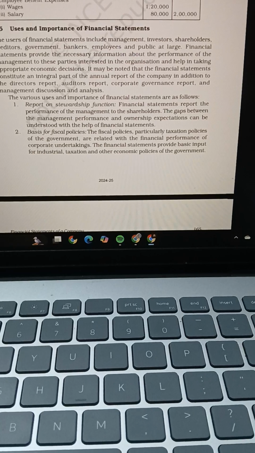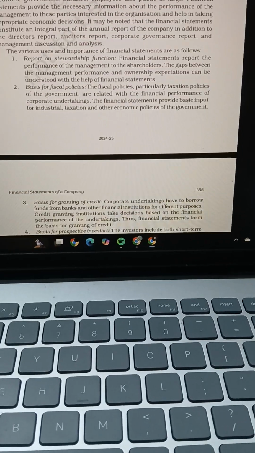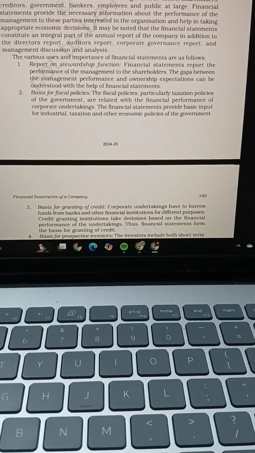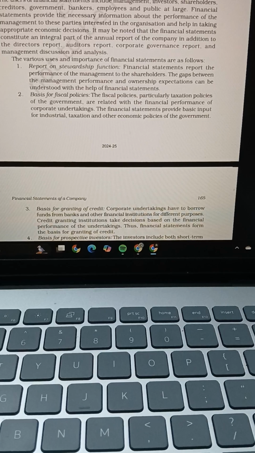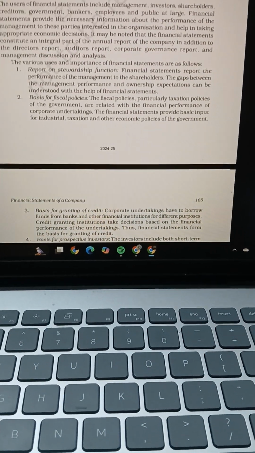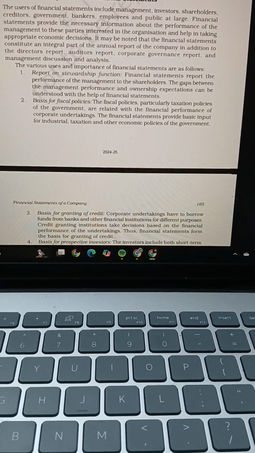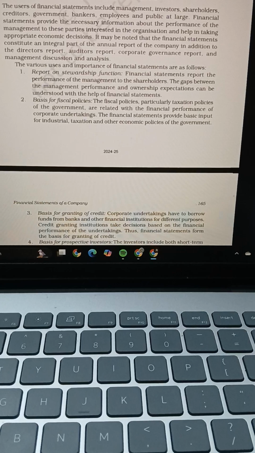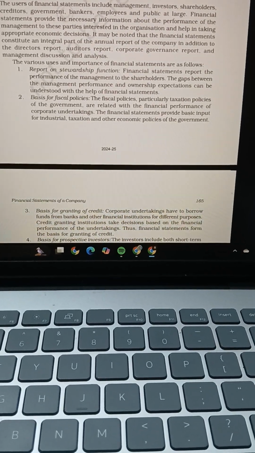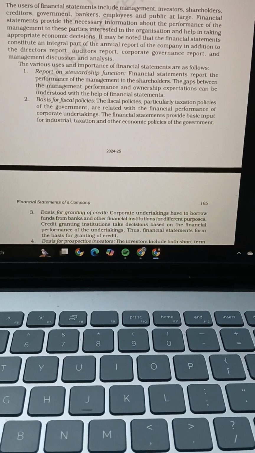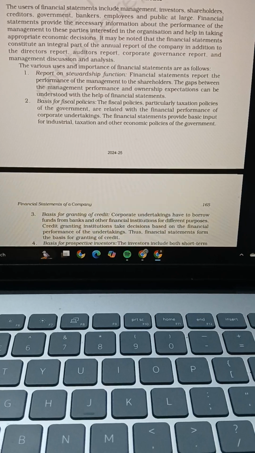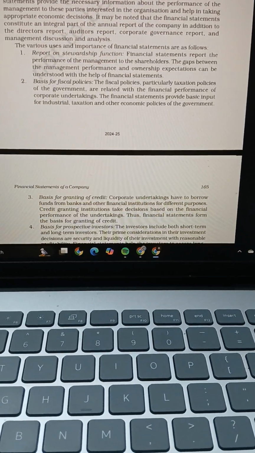Financial statements have certain uses. The first use is report on the stewardship function. Financial statements report the performance of the management to the shareholders. The gap between the management performance and the ownership expectations can be understood with the help of financial statements.